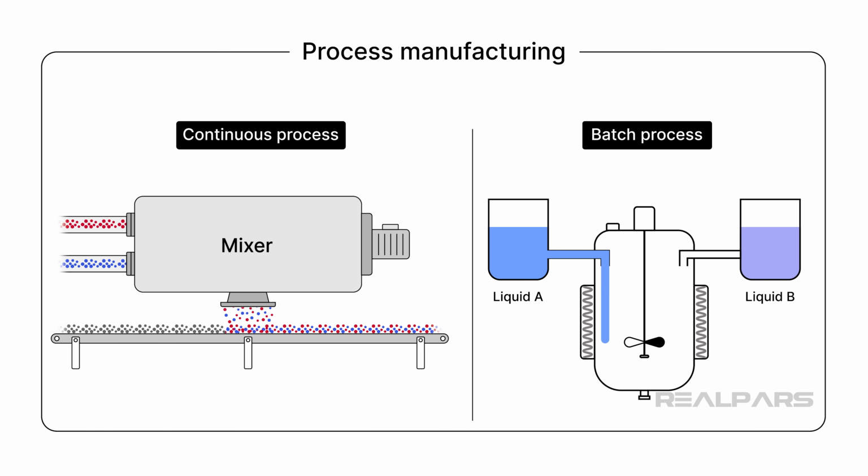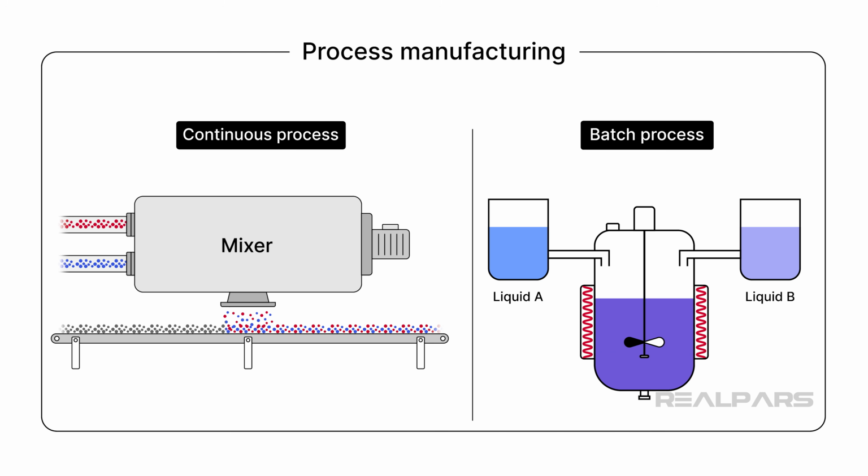Now you know what process manufacturing is, the difference between a continuous and batch process, and the main concerns about controlling both continuous and batch processes.